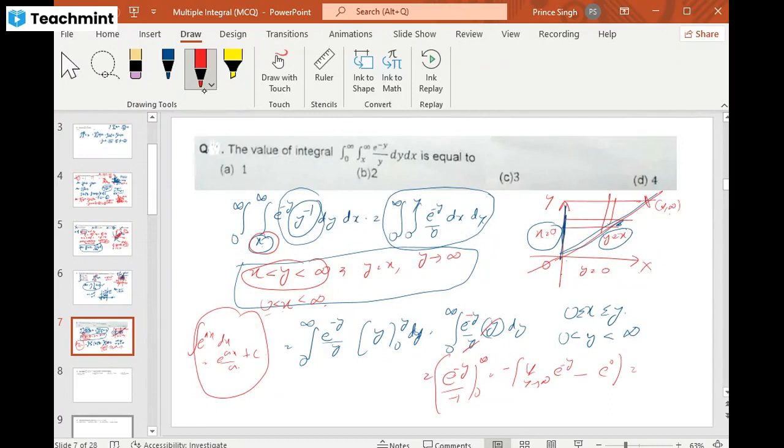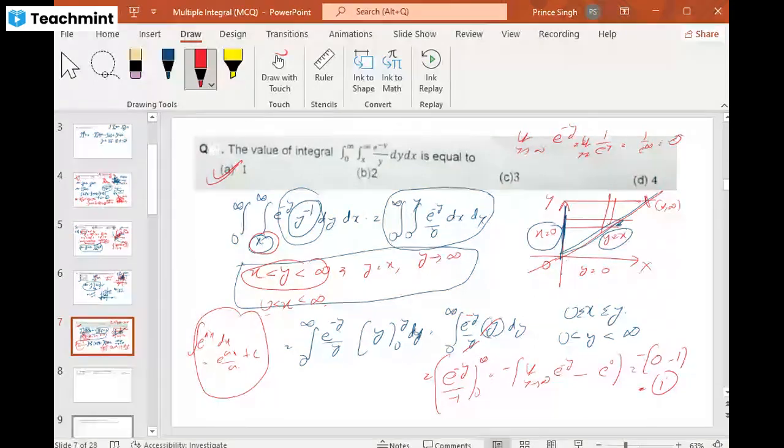So let us find its value when y tends to infinity. e power minus y means 1 upon e power y. So when y tends to infinity, this is 1 upon e power infinity, which tends to 0. So the upper limit value is 0 and the lower limit value is 1. So minus of minus becomes plus 1. So the correct answer is option A. Okay. So sometimes it is not easy to evaluate the integral directly.